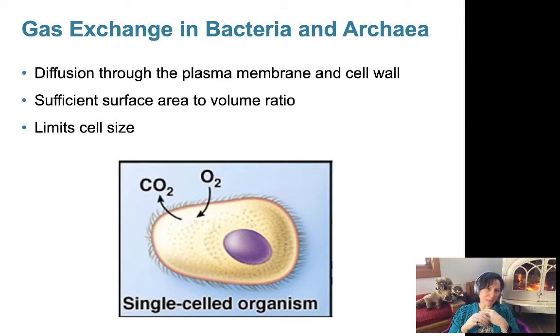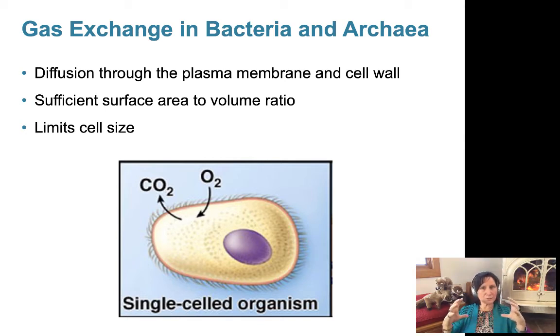So now let's think about this in bacteria and archaea, right? So this is one of the main features that has limited the size of these single-celled organisms. Remember when we talked about not only diffusion, but early in the semester we talked about surface area to volume ratios, right? So in order for respiration to occur, these gases are passively diffusing into and out of the cell.